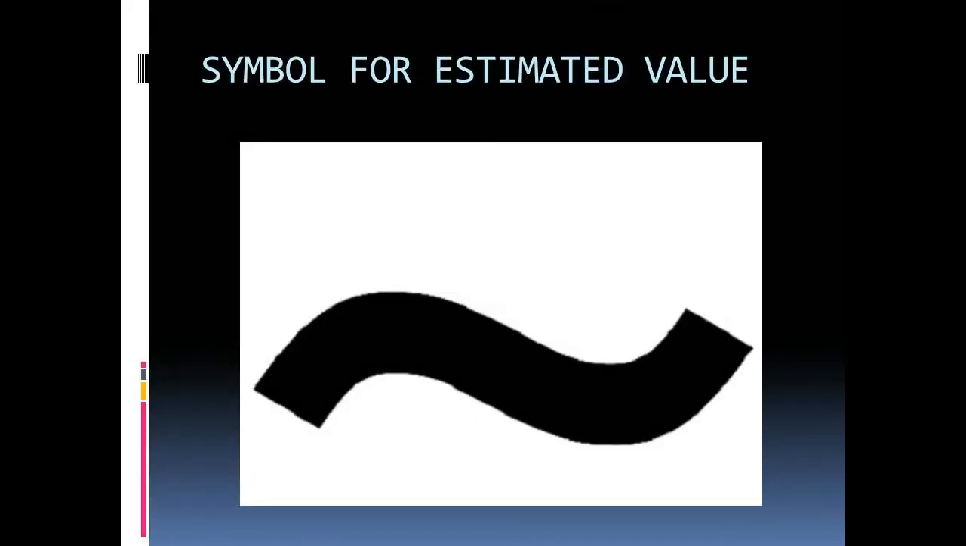Children, this is a symbol for estimated value. Can you see the picture? Yes, this is called estimated value. Whenever we are seeing estimation, we always need to know the nearest tens place. So we have to be thorough with the nearest tens place while seeing the estimation value.